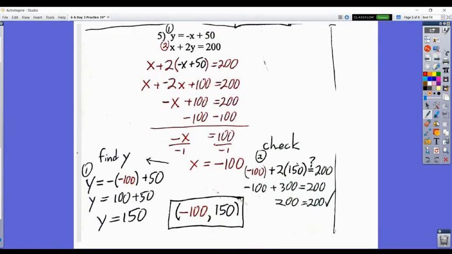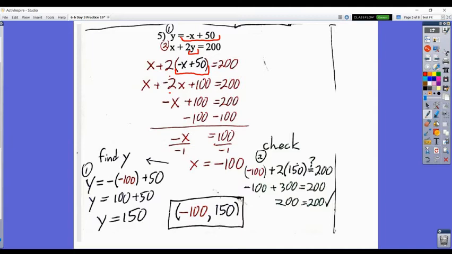Number 5, big numbers here, but still the same process, the same way we solve all of these. You find one variable that you can substitute, so y and -x plus 50 are equal to each other. So in the second equation, instead of y, I substitute in -x plus 50 with parentheses, distributive property, combine like terms, -2x plus x here is equal to -1x. And then solve this two-step equation.